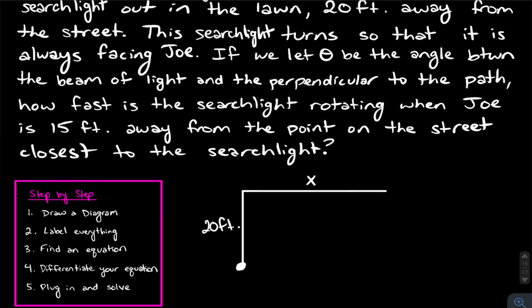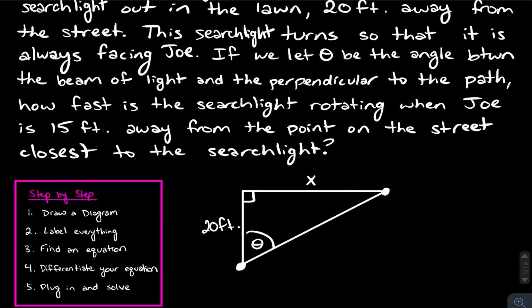Okay. The searchlight turns so that it is always facing him. So what's going to happen is this angle theta, right? Let's say that Joe is here. This searchlight is going to be turned so it's facing Joe here. First off, you'll notice this is a right triangle. Okay, that's cool. But the angle that this thing sweeps out, if it's looking, if you call that 0, and this angle to here is called theta.